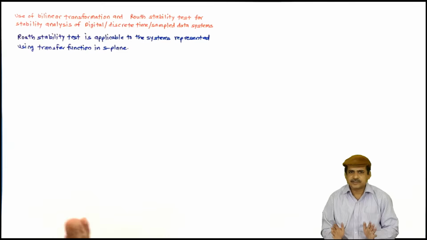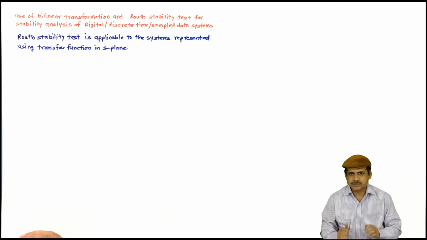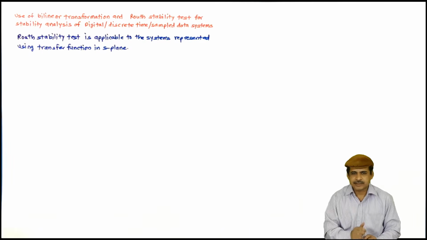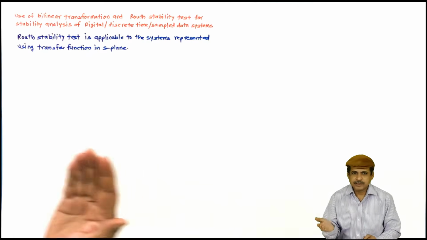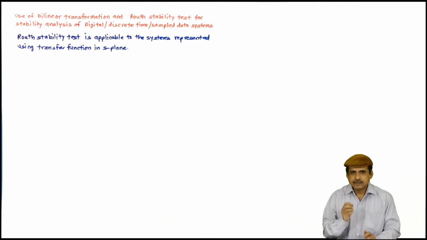And the stability condition in S-plane is that if all poles are in the left half of S-plane, then the system is stable. If any of the poles is in the right half of S-plane or repeated poles are on the imaginary axis, then the system is unstable. And if non-repeated poles are on the imaginary axis with remaining poles in the left half of S-plane, then the system is marginally stable. So if this is the S-plane with the conditions of stability, then the Routh stability test can be applied.